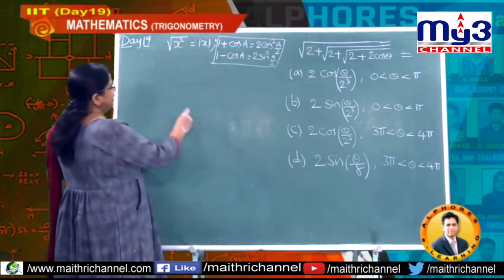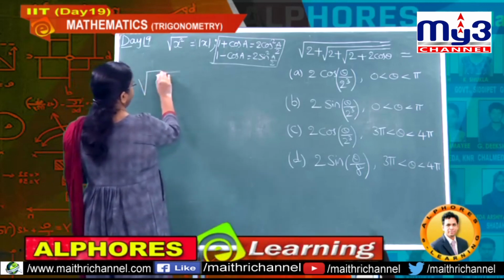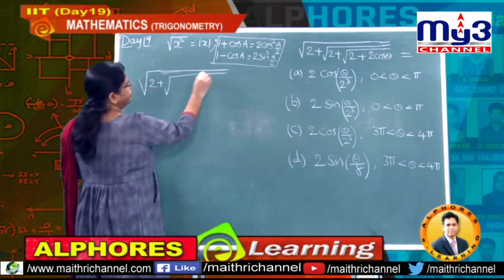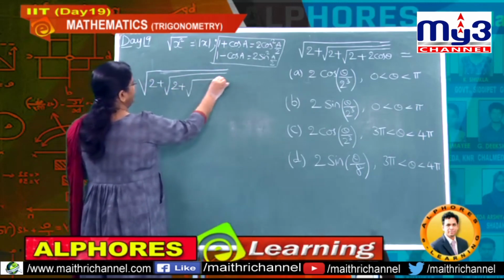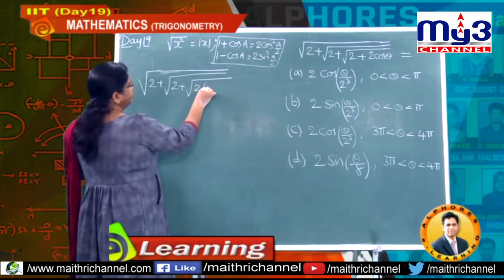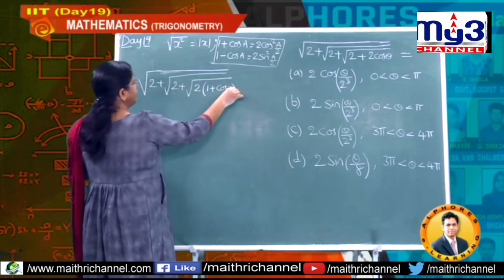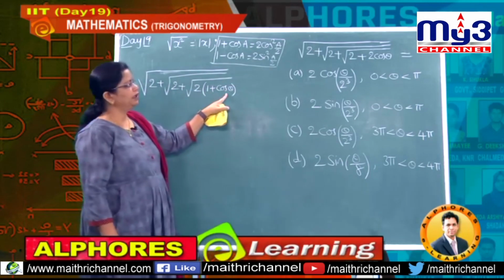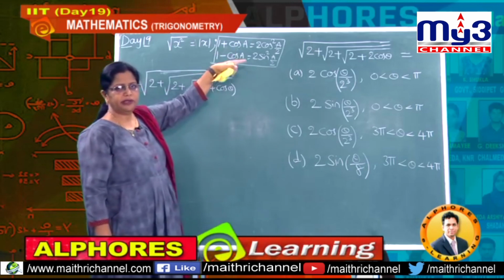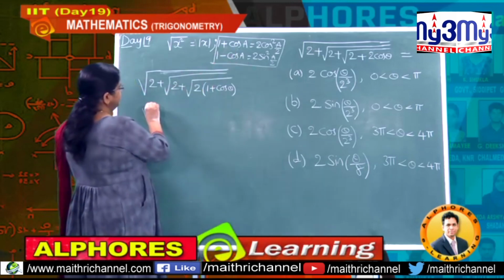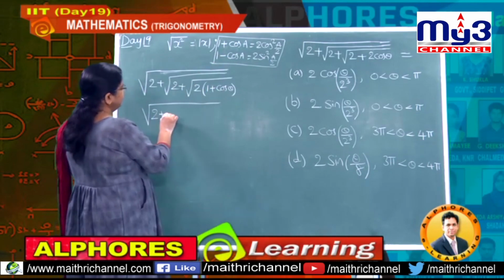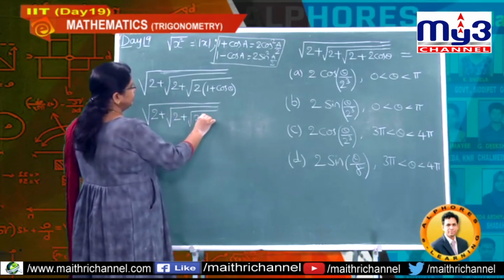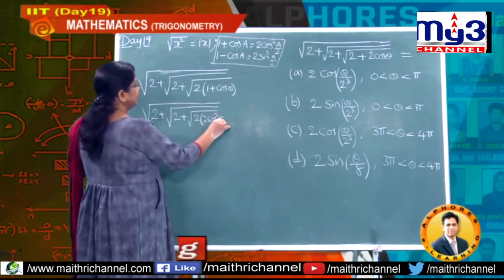Now let us try to eliminate the square roots one by one. Under root of 2 plus, again under root of 2 plus. Now again under root of, let us take 2 common, thereby it becomes 1 plus cos theta. What is the 1 plus cos theta formula? It is 2 cos square theta by 2, and therefore if you substitute, under root of 2 plus, again root of 2 plus, now again root of 2 into 2 cos square theta by 2.